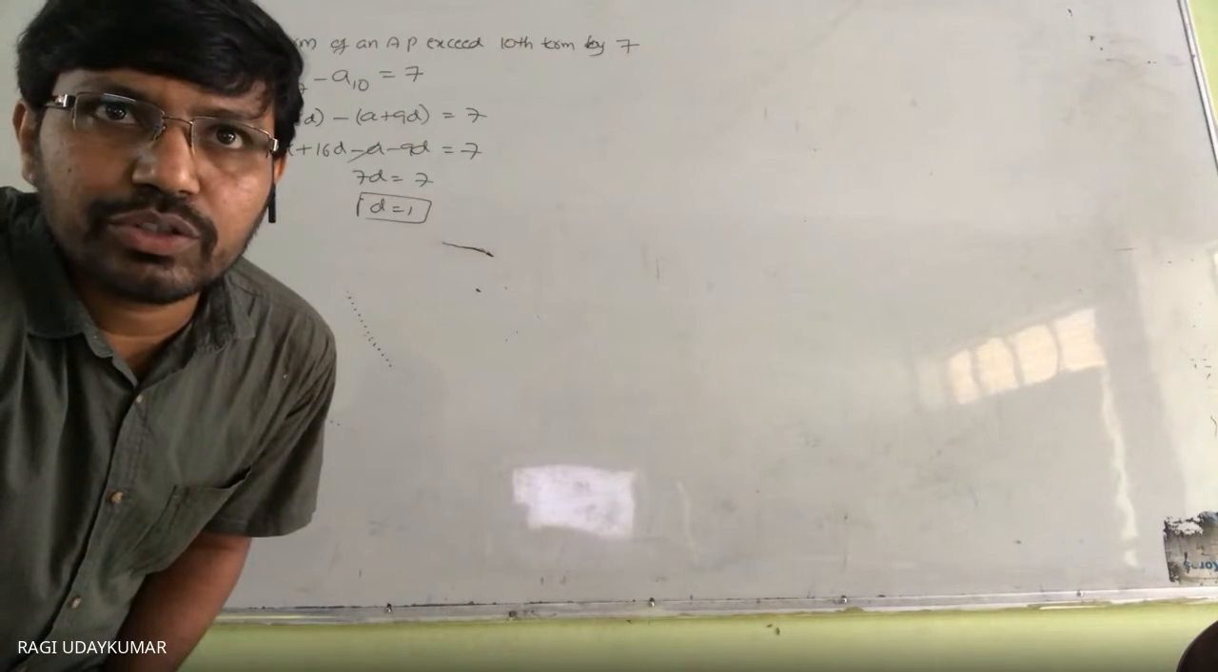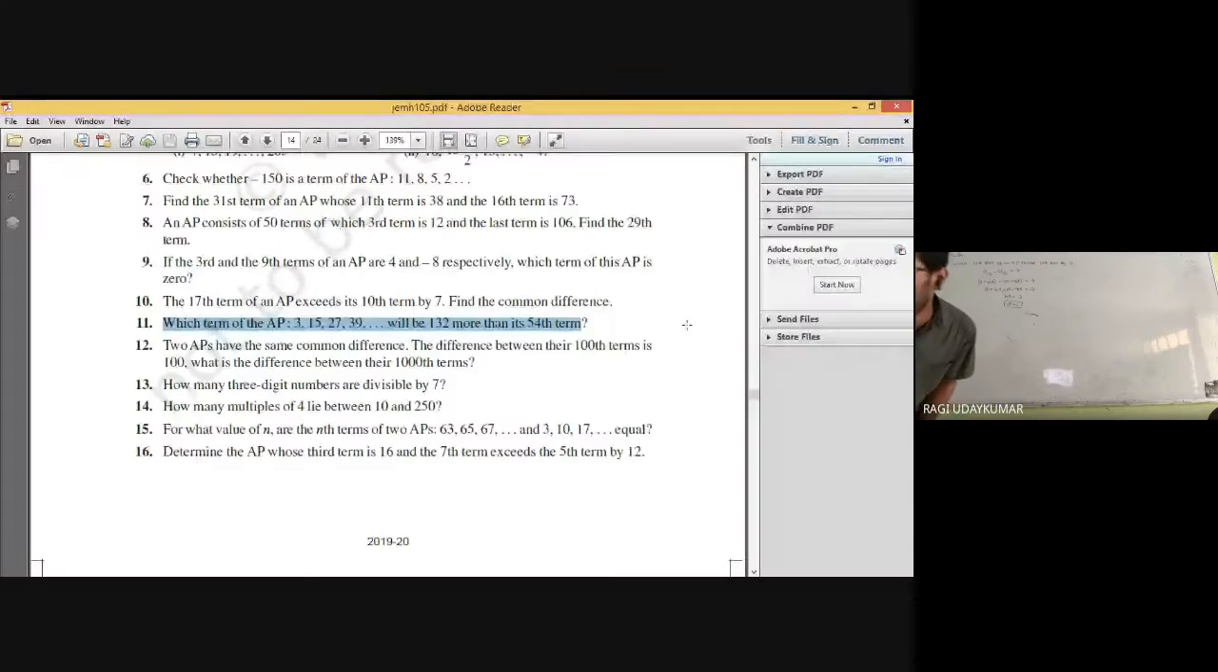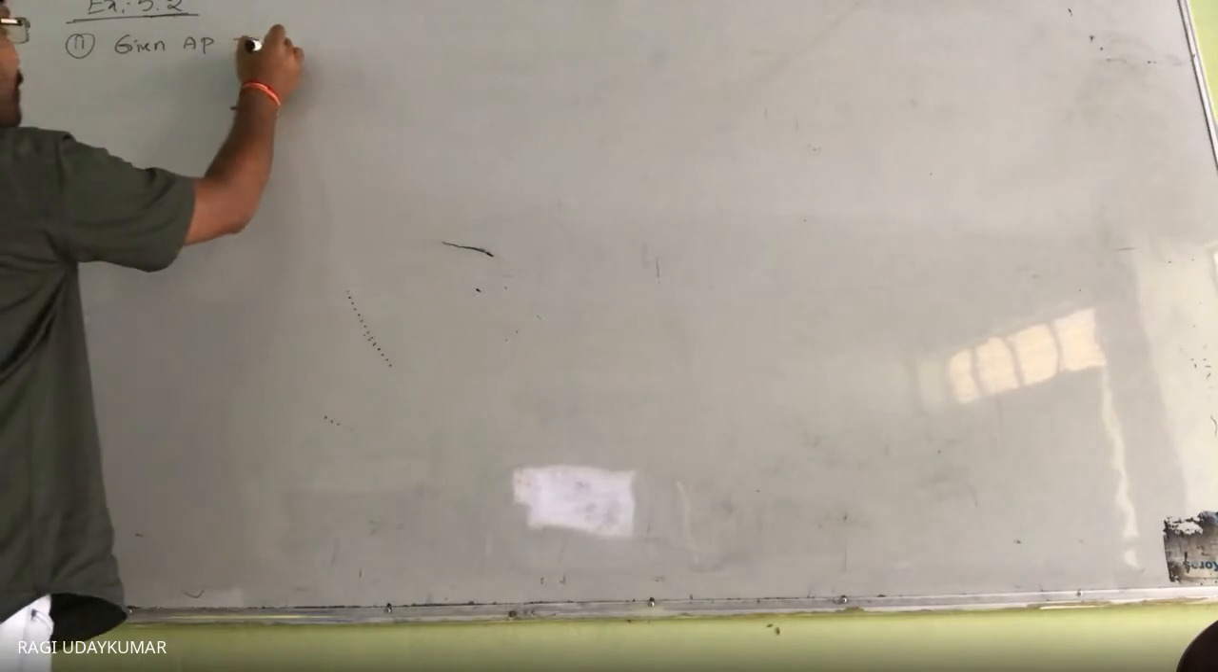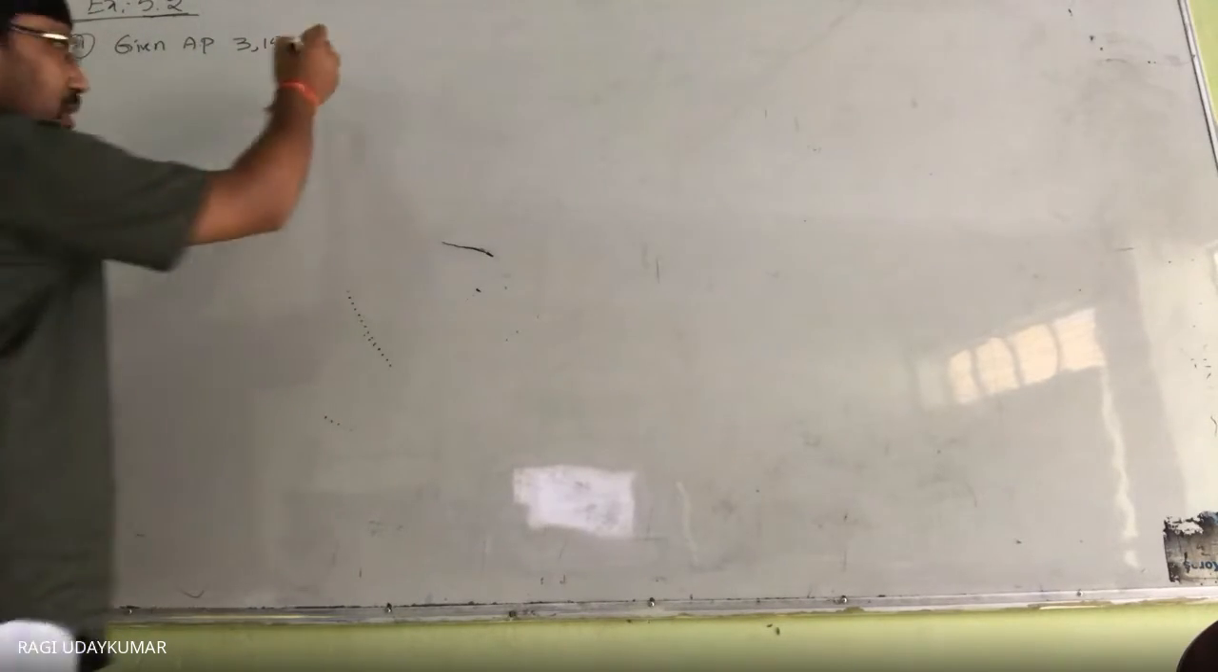Next, let us move to the next question. Which term of the arithmetic progression 3, 15, 27, 39 is 132 more than its 54th term? So 132 more than the 54th term. Given arithmetic progression, you write here. So what is the given arithmetic progression? You write here: 3, 15, 27, 39.